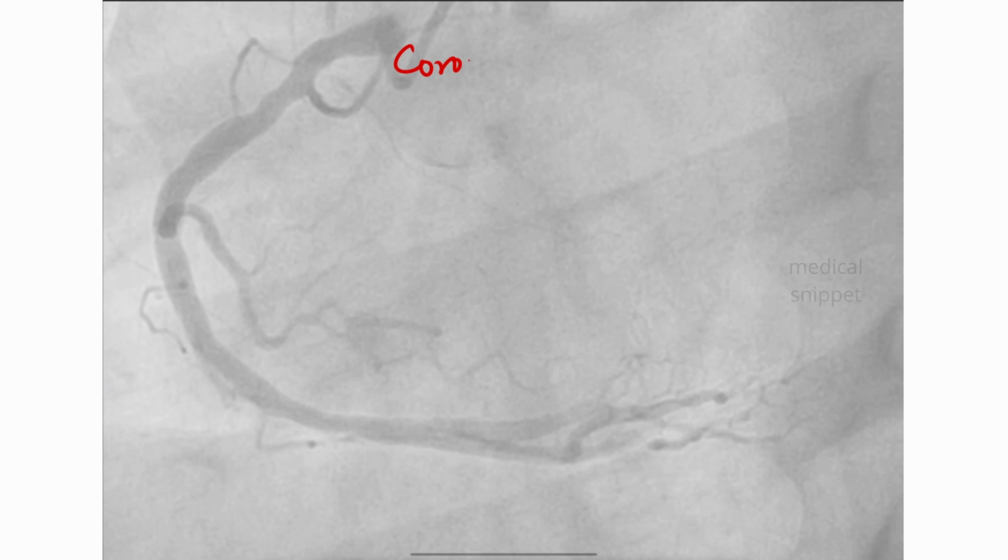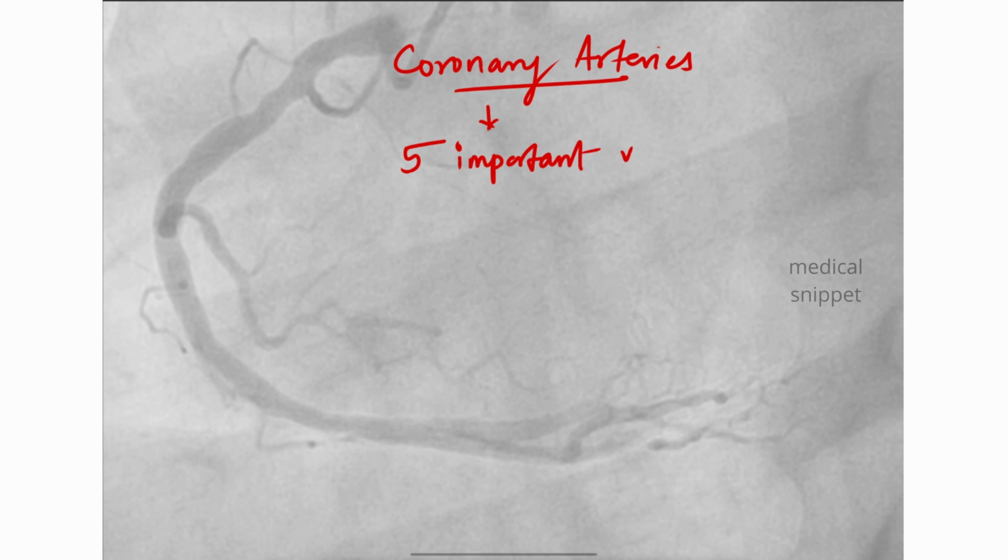In this video, we will discuss how to read a coronary angiography. There are 5 important views to visualize the coronary arteries and its branches. There are 2 views for the right and 3 for the left.